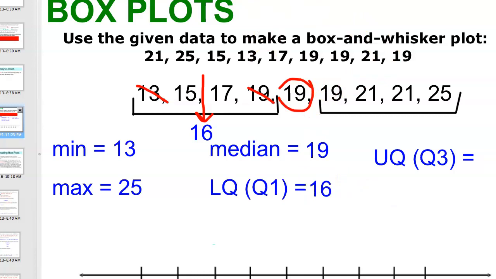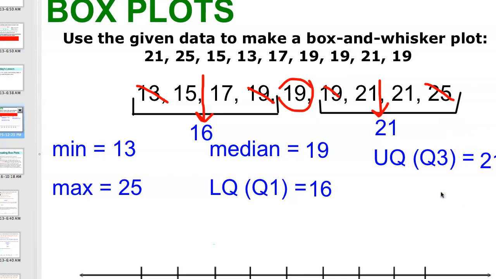Then I'm going to look at my upper quartile, so the upper half of the data, and find the median of the upper half. So I'm going to cross off, and it's going to be right in between 21 and 21. Well, what's in between 21 and 21? That's 21. And if you're not sure, you can add them together and divide by 2. 21 plus 21 is 42. 42 divided by 2 is 21. All right, so now I have all 5 numbers.